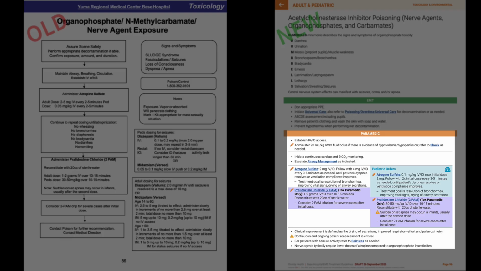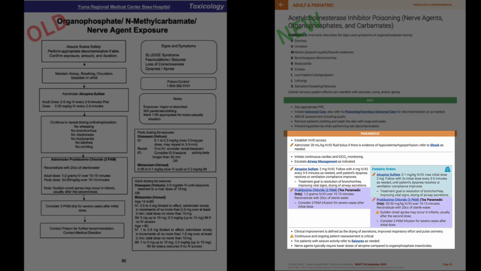Importantly, the criteria for repeat dosing have been simplified. The old guideline included GI symptoms like vomiting and diarrhea. The new version focuses on the respiratory involvement. You're looking for resolution of the bronchorrhea, or the wet secretions in the lung and chest, improved vital signs, and better ventilation compliance. This shifts the emphasis to practical field assessments, which are more objective and relevant to airway management.